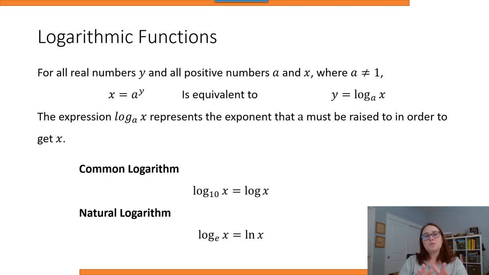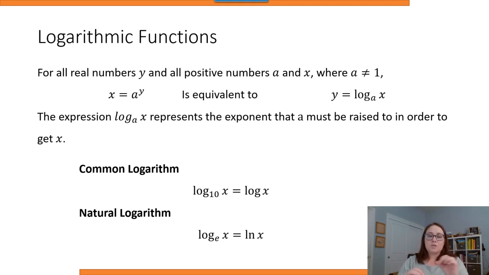Now we have some special logarithms that have special bases, and these are the ones that you will find on your calculator. The common log is when the base is 10, and it's written without any number in that base position. So we just have log of x. If you see log x written anywhere, then that means it is the common log. It is base 10. You should find a log key on your calculator that is base 10.